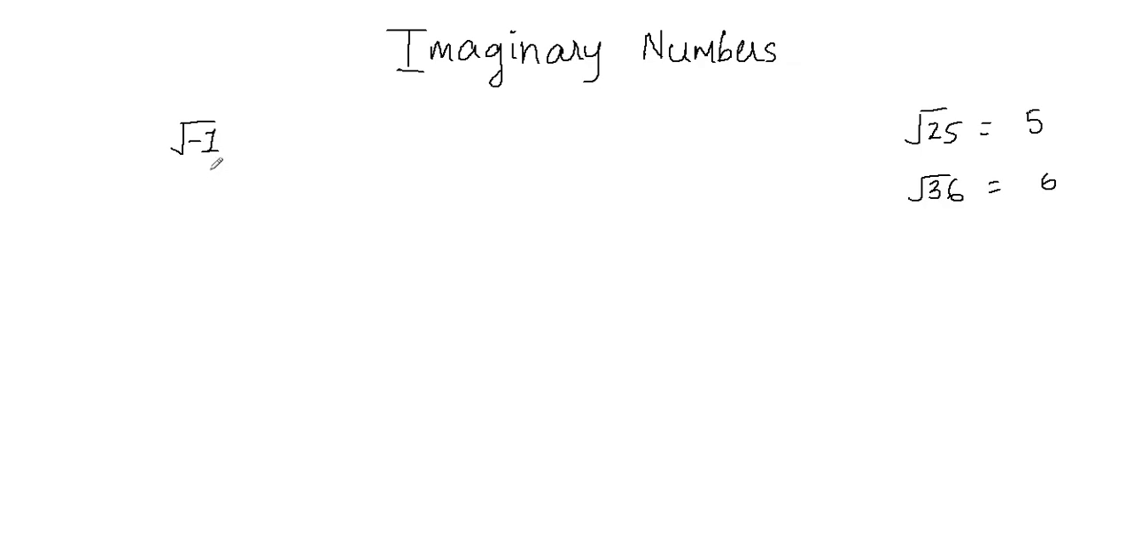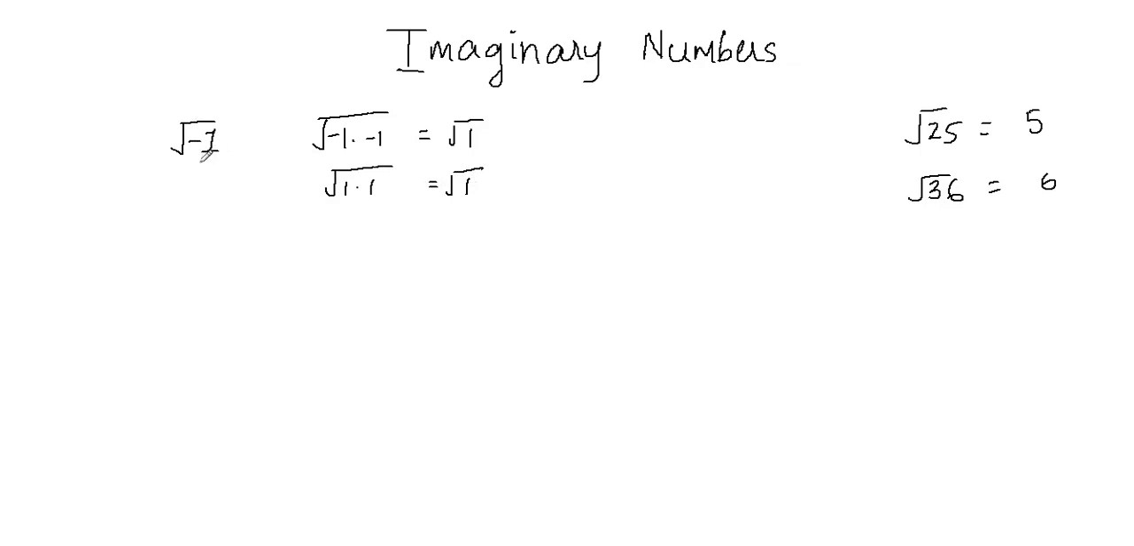How about the square root of -1? Here I need to think what number multiplied by itself gives me -1. Let's try this: what if I multiply -1 times -1? Well, -1 times -1 is equal to positive 1. So this is not going to work, right? If I do 1 times 1, that gives me positive 1 again. I'm not getting -1, right?